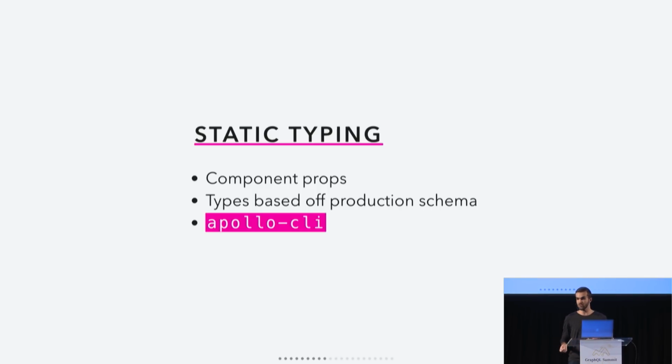Since GraphQL is a strongly typed language, we know exactly what we're supposed to be getting back. We know when something might be null and might not be there, and we also know when it's definitely going to be there and when you can rely on it.